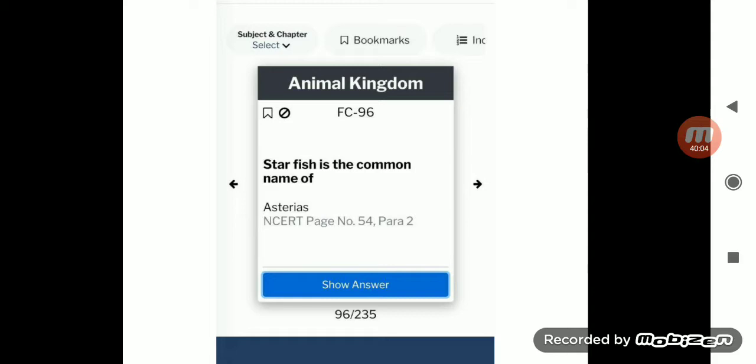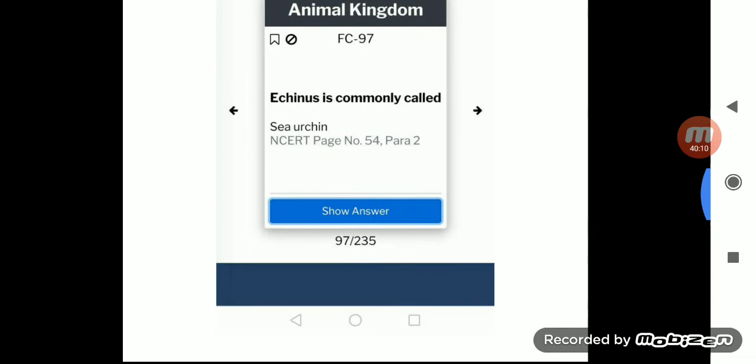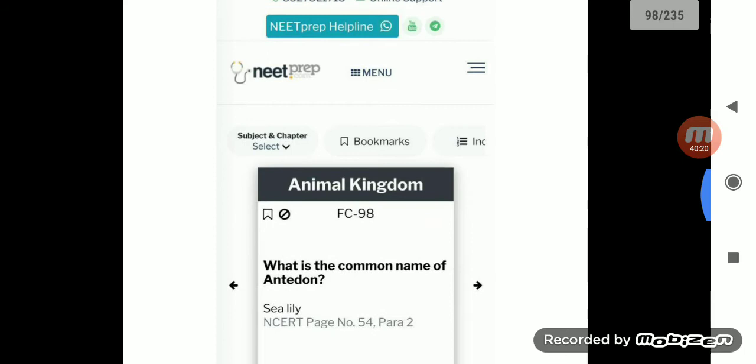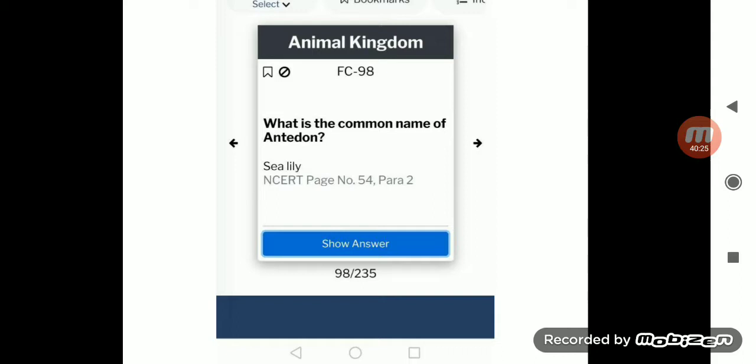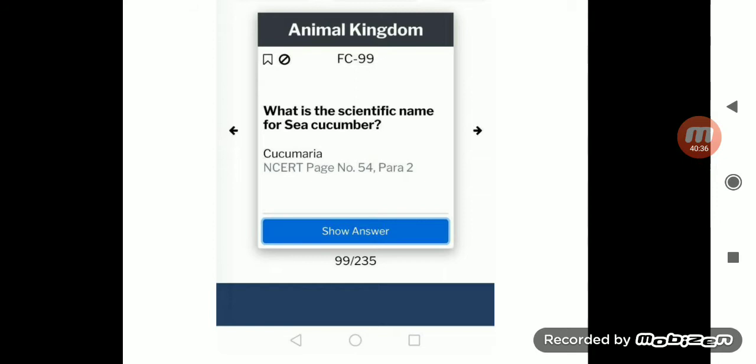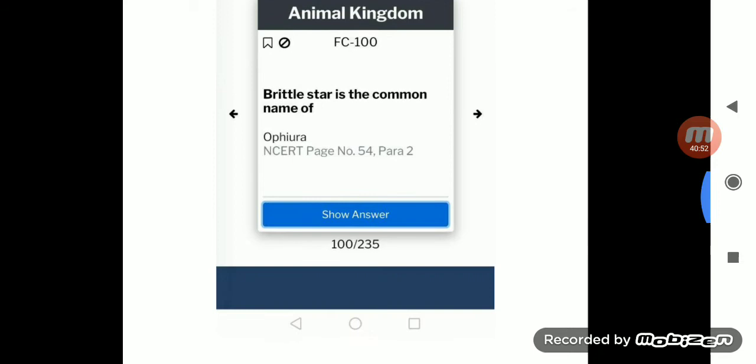Starfish is the common name of Asterias. Echinus is commonly called sea urchin. What is the common name of Antedon? The common name of Antedon is sea lily. What is the scientific name of sea cucumber? Cucumaria. Brittle star is the common name of Ophiura.